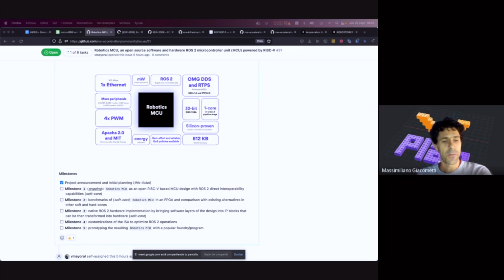Reaching milestone 4 with the customization and acceleration of ROS2 nodes on hardware is a very challenging goal, but I think it's totally feasible. It will take a while, but it will bring something new to both communities, actually.